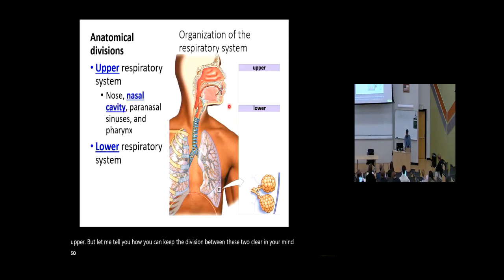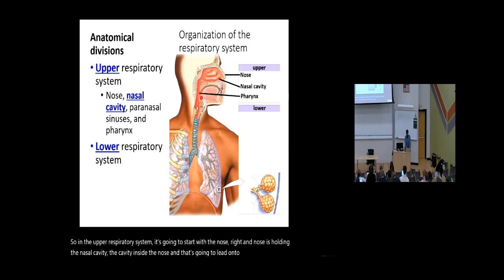In the upper respiratory system, it's going to start with the nose, right? And the nose is holding the nasal cavity, the cavity inside the nose, and that's going to lead on to the pharynx. Now notice that the paranasal sinuses are not shown in this picture. It makes more sense to see the paranasal sinuses in a frontal section or a coronal section of the skull, so I will show you what that looks like in the upcoming slides. And with that, we can move on to the lower respiratory system.